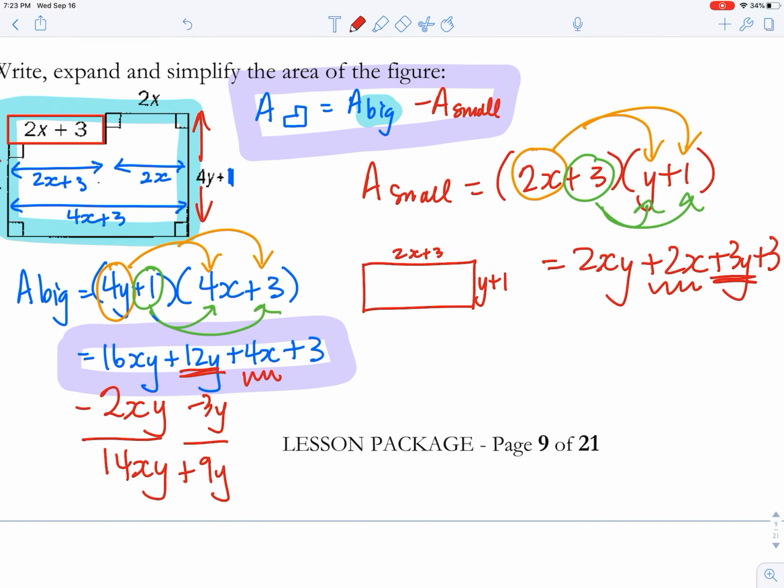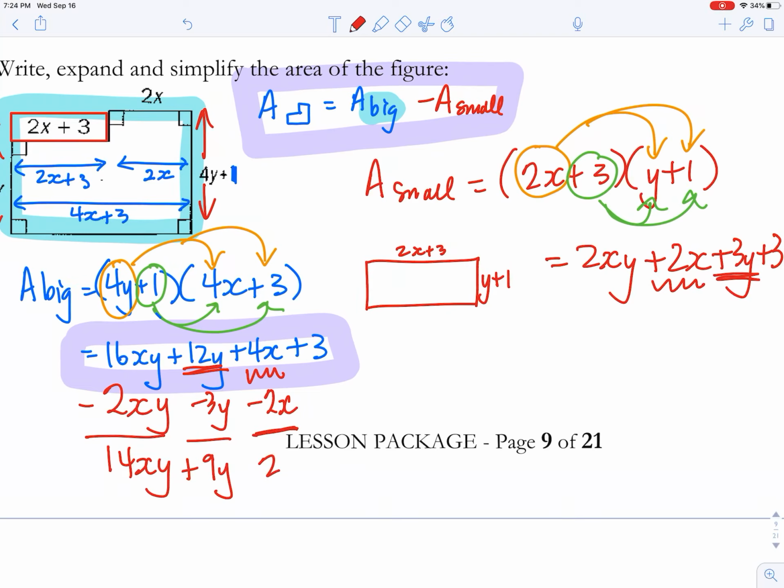4x plus 2x. Oh no, but I have to subtract that, my bad. Subtract 2x means I'm going to have 2x left over. And then I had 3, and I'm going to make that a double squiggle. We have to subtract a 3, so I'm going to have plus like a 0, but we don't really have to write the 0. So our final area of our weird shape equals 14xy plus 9y plus 2x.